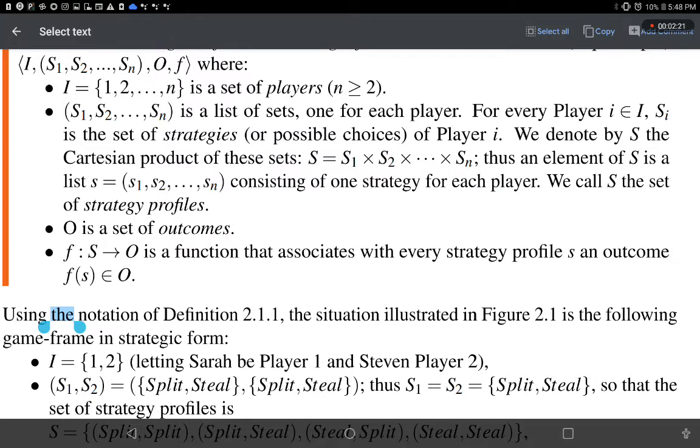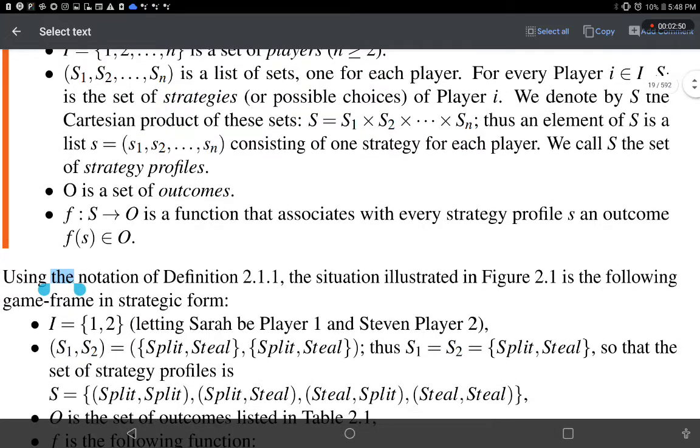Thus an element of S is a list s = (s_1, s_2, ..., s_n), consisting of one strategy for each player. We call S the set of strategy profiles. The third bullet point, O, is a set of outcomes. The fourth bullet point, f: S → O, is a function that associates every strategy profile s with an outcome, f(s), an element of O.